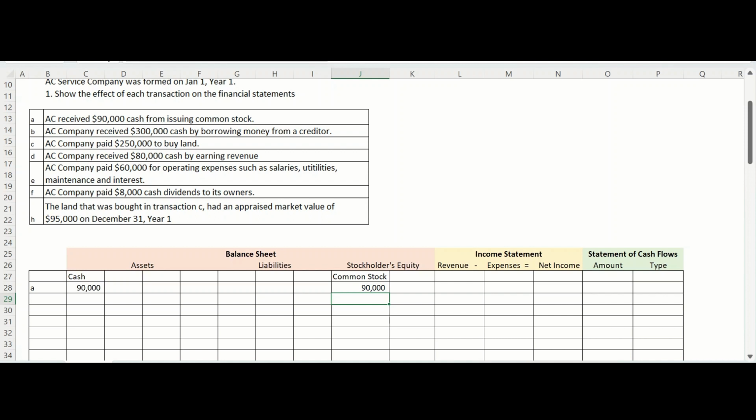Now let's move on to the income statement. That's a balanced accounting equation on the balance sheet, so we can move to the income statement. Do we think that the issuance of common stock is a revenue or expense item? It is not, so there's no effect on the income statement. And then for the statement of cash flows, was there cash paid in or cash paid out? Yes, there was an inflow of $90,000 for issuing common stock. Based on what was read and learned in chapter 1, common stock goes under the financing activity section. So I'm going to put FA for financing activity.